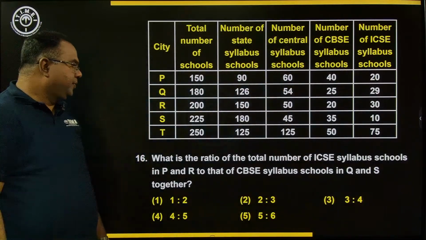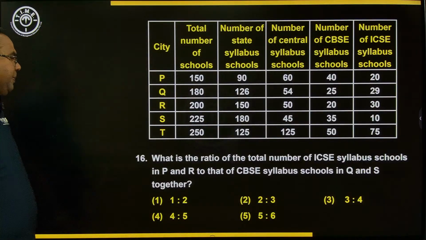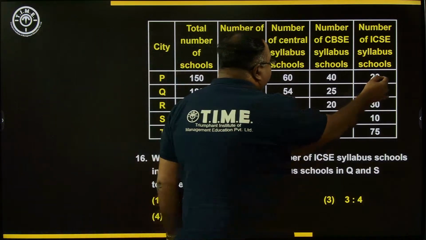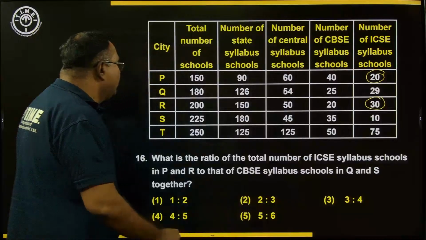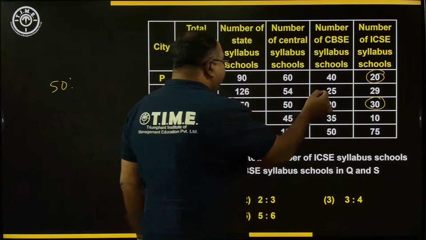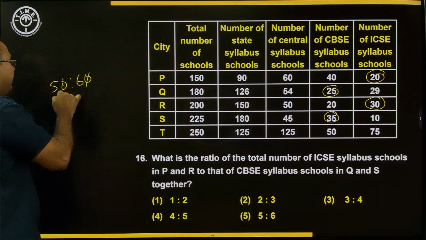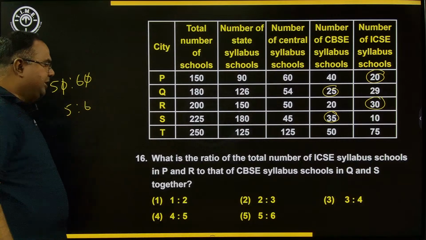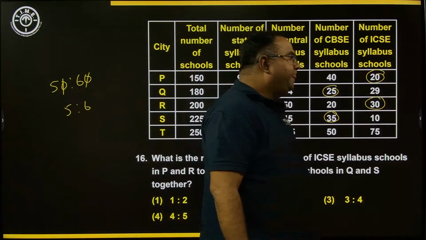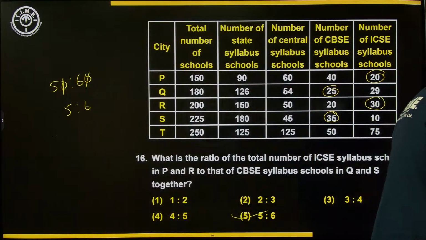Right. So let's start. First question on your screen. Ratio of total number of ICSE schools in P and R to that of CBSE schools in Q and S. P and R ICSE schools 20 plus 30, ICSE schools are 50, is to CBSE schools in Q and S 25 and 35, it has to be 60. So the ratio is 5:6. 5:6 is present in choice 5. 16th question, choice 5. Right? Nobody is answering. Someone has answered. SRS, correct answer. Good.